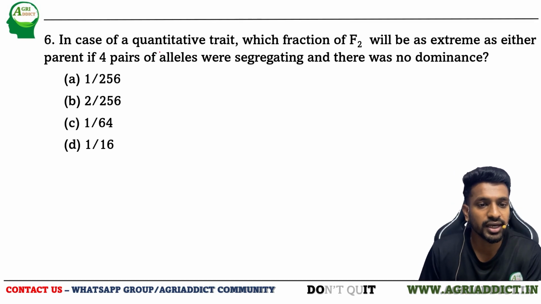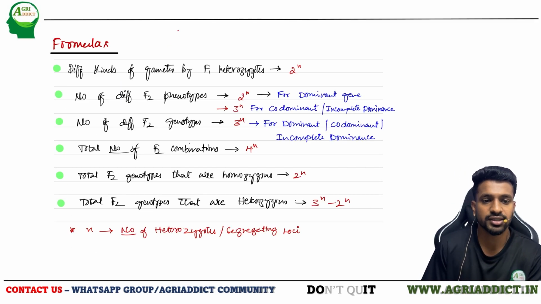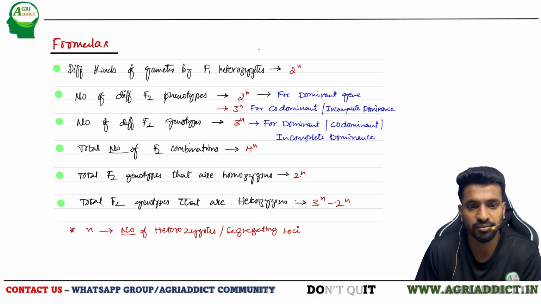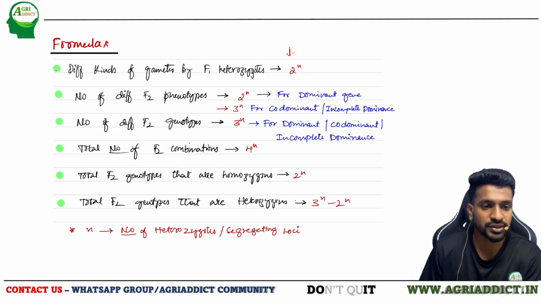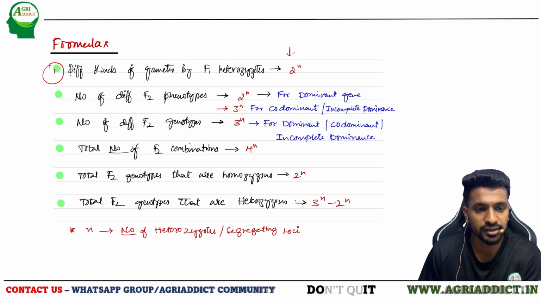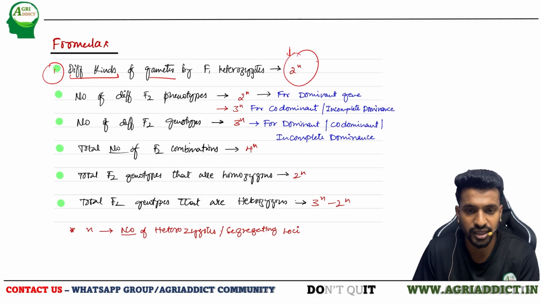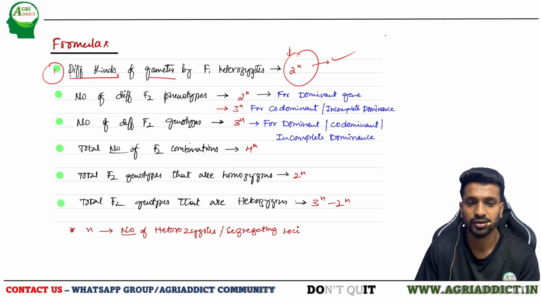So I'll give you the list of the formulas first. Just try to remember this and revise them before going to the exam. If there is any question asked based on this, you will be easily able to answer it. So what are the formulas? The first point, different kinds of, see, the keyword different kinds is very important. The different kinds of gametes that are possible in the F1 heterozygous will always be equal to 2 power n, that I have discussed in the previous slide.